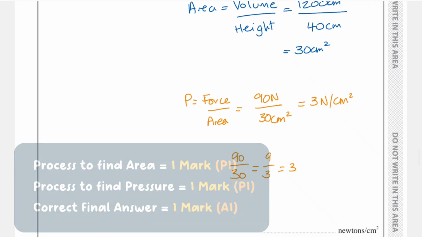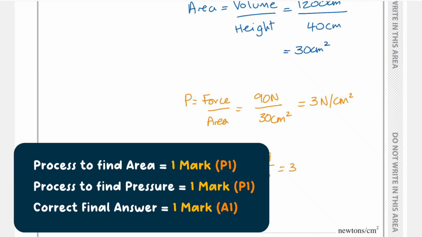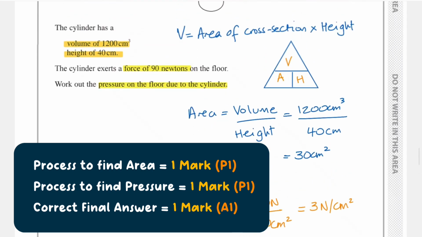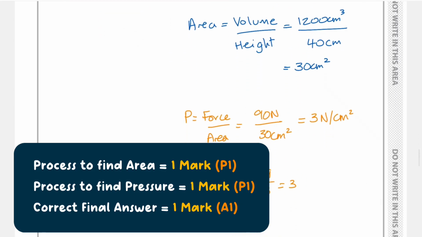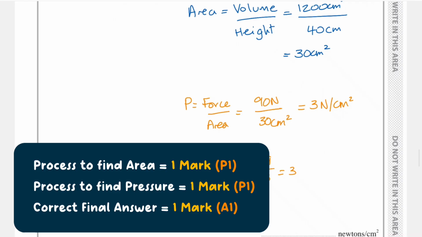This question is worth 3 marks. The first mark is a process mark for attempting to find the area of the base. This will be for 1,200 over 40 or for 30 centimeters squared. The second process mark is for substituting correctly into the pressure formula. So the second process mark is for 90 newtons divided by 30 centimeters squared. And the final mark is an accuracy mark for the correct answer. So the accuracy mark is for 3 newtons per centimeter squared.